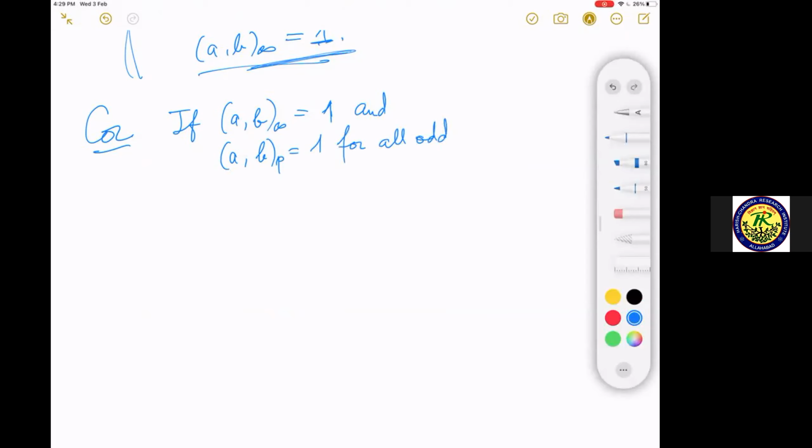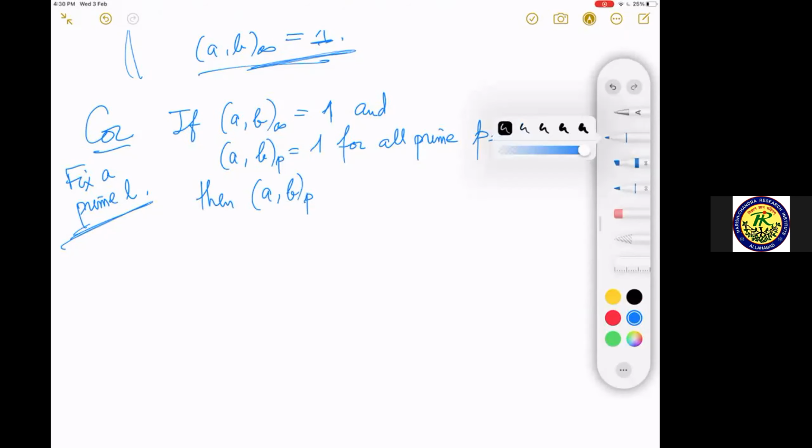Or actually, let me fix a prime. I mean, I was doing it for 2. Fix a prime l, let's call it l. For all, now I have to say not odd, but all primes p different from l, if these two things happen, then (a,b)_l is equal to 1.